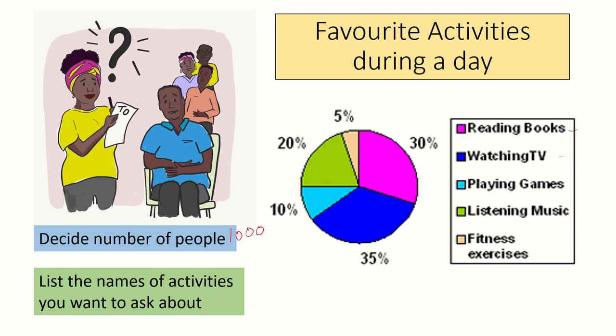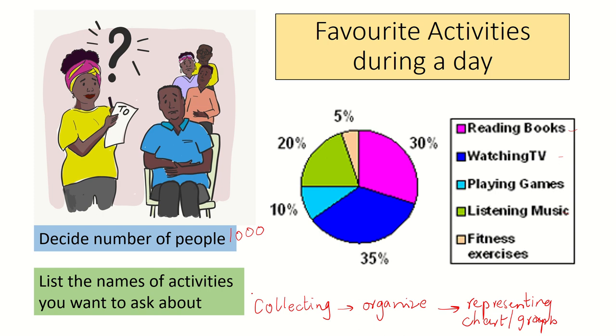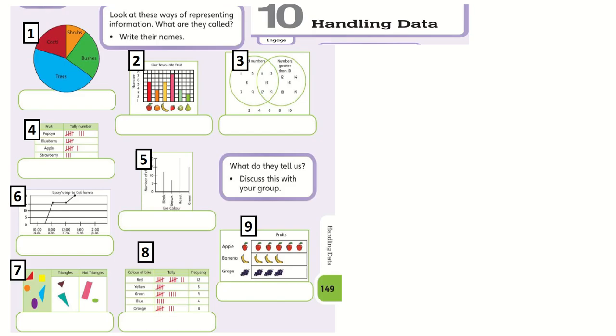So all the things that are included, starting from collecting, the first step is collection of data, then the next step is organizing the data, and the last step is representing. Now what is representing? It is representing in the form of these charts or graphs, whatever. So all these 3 steps come under the heading of handling data.